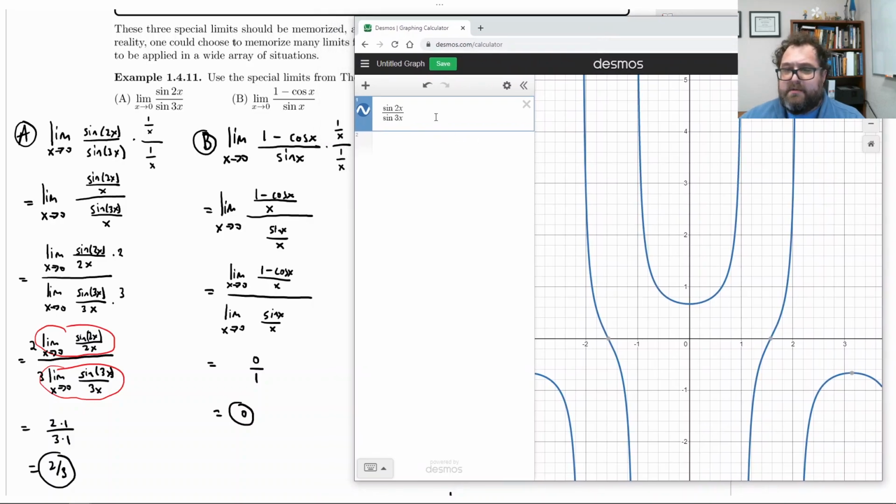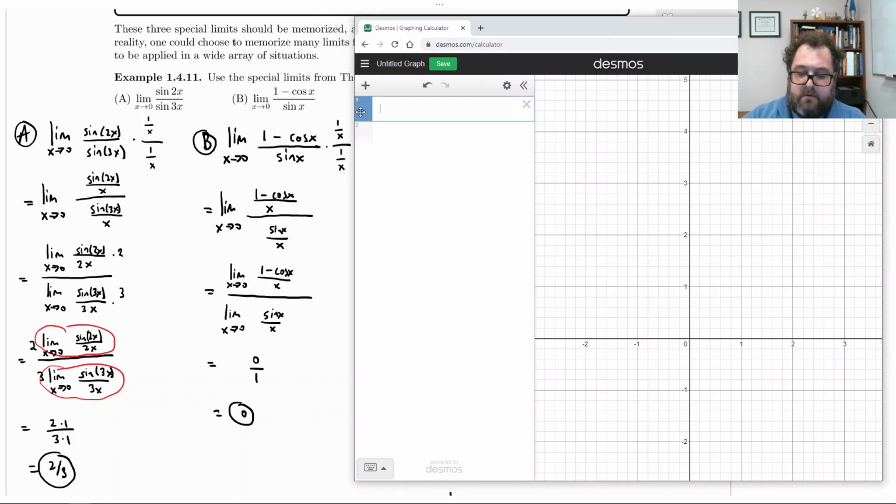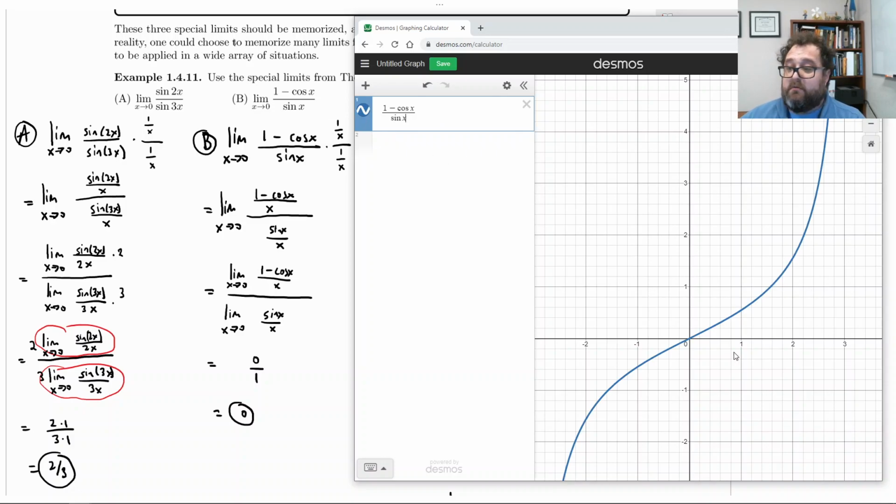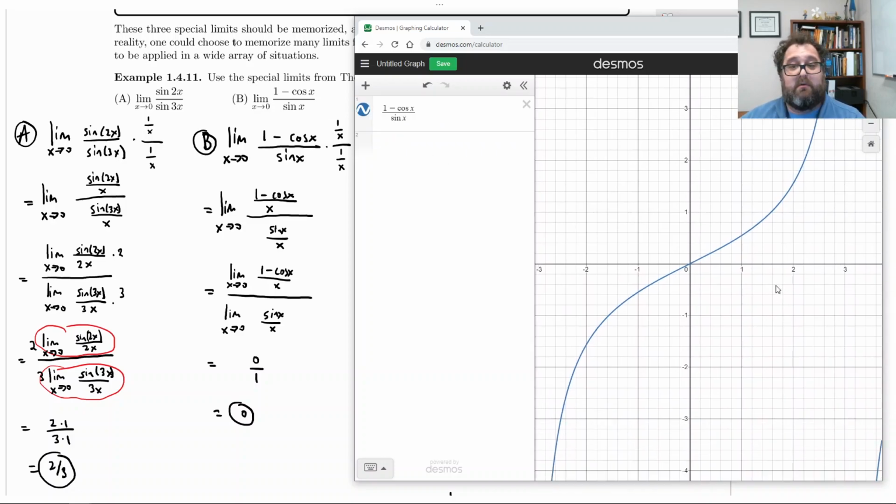All right, the next one was 1 minus cosine x over sine x. We said the limit was 0, and yep, that screams 0 immediately. There is definitely a hole at 0, so we couldn't use direct substitution immediately, but the limit from the right, the y values are approaching 0. The limit from the left, the y values are approaching 0. There's definitely a clear trend in the y values, just a hole at 0.